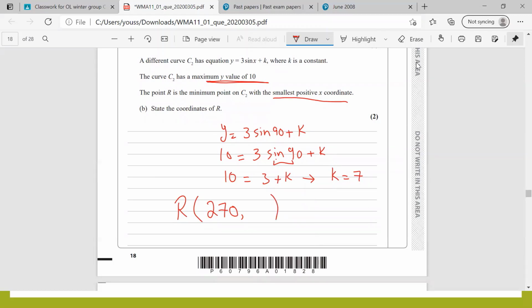So if we replace the value of x in here, y equals 3 sine 270, then we add 7, which is the k value. Here we know that sine 270 is negative 1 because it's a minimum. 3 times negative 1 is negative 3 plus 7 is 4. So the y coordinate on the minimum point here will be 4 for this one. So the coordinates of R are 270 degrees and 4.